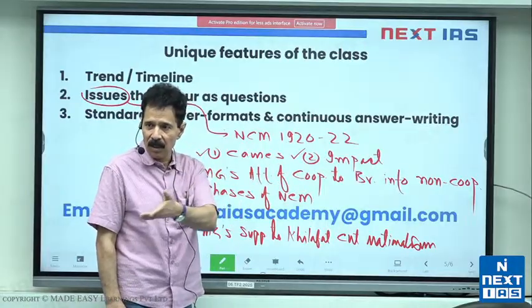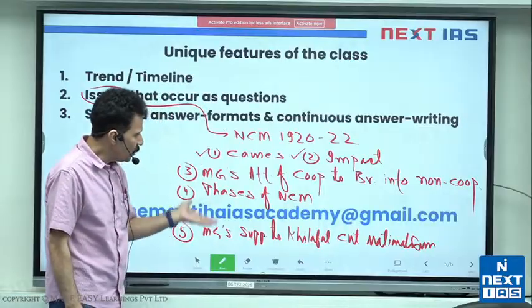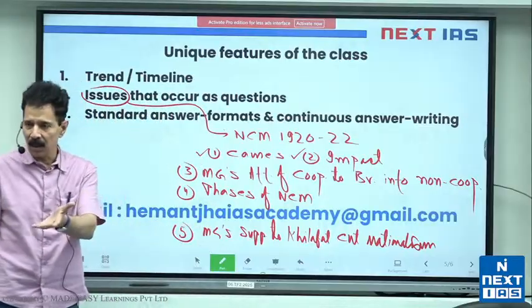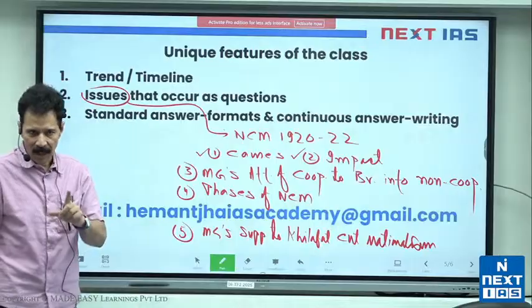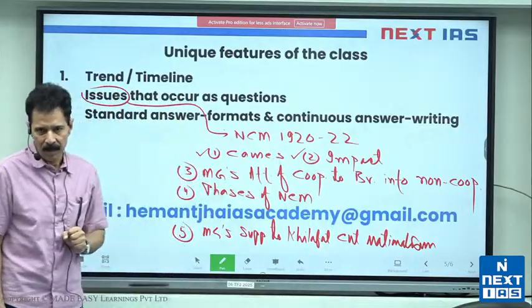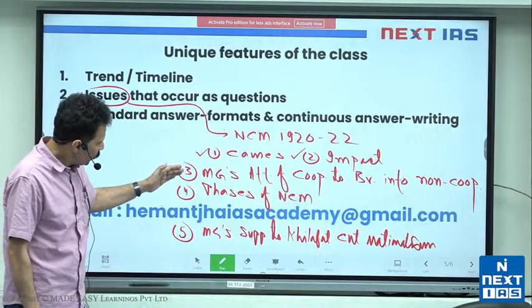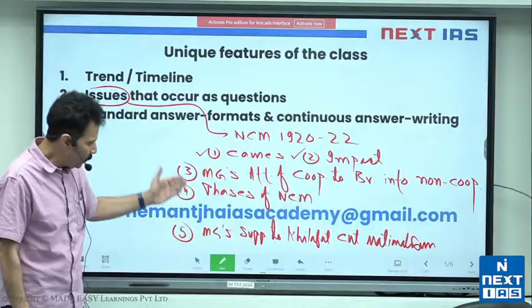See the history question in GS. If you do the non-cooperation movement this way, only then you can answer GS questions as well. You cannot answer on the basis of just causes and impact. Is it fine? So I have mentioned 3, 4, 5. There would be around 10 here.